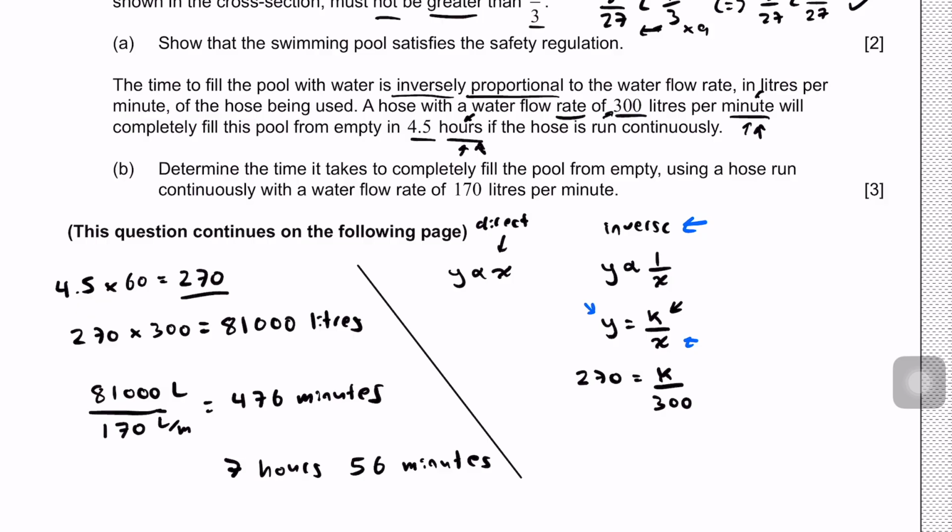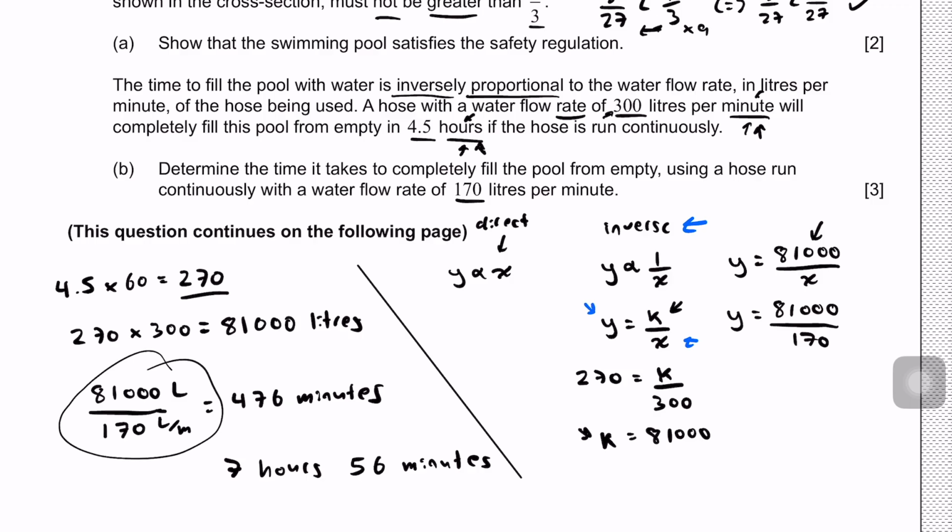Let's multiply this. What is k? We can nsolve this, or we can just multiply both sides by 300, and k is going to give us 81,000 once again. And now we have an equation. Since we found out what k is, we know that y is equal to 81,000 over x, x being our flow rate. So if we want to find the time, we take our value of k and divide it by our new flow rate of 170. That's exactly what we had here. I'm not sure if that's easier. I don't think it is in this case.